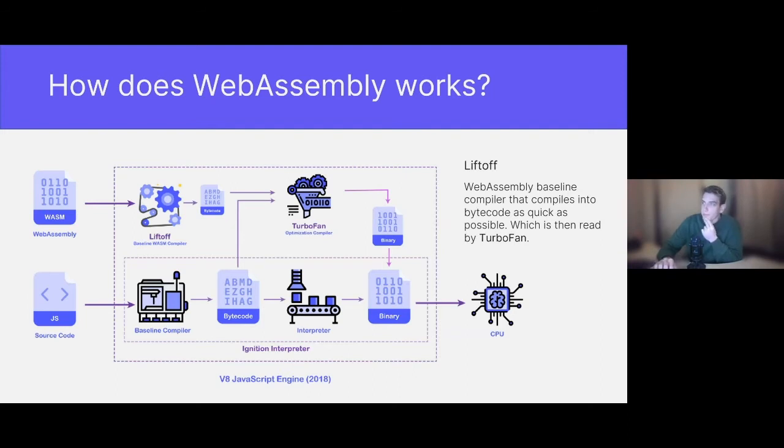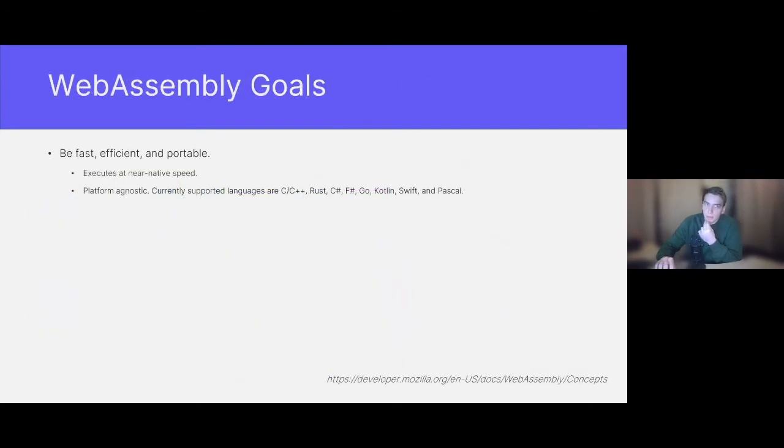This improves the performance and nearly doubles it. So the goals of WebAssembly are to be fast, efficient, and portable. It executes at near native speeds with this new structure, and it's also platform agnostic. The currently supported languages are C, C++, Rust, C#, F#, Go, Kotlin, Swift, and Pascal. So we can see the main idea around WebAssembly is to provide a toolchain and support for these languages. It is meant to be a compilation target at the end of the day.